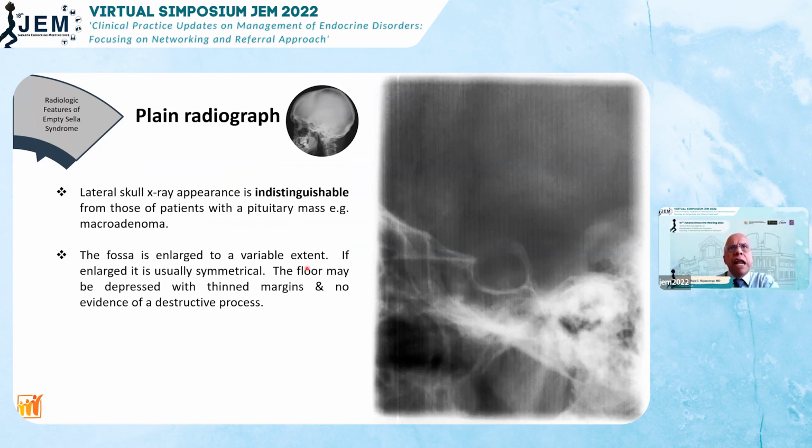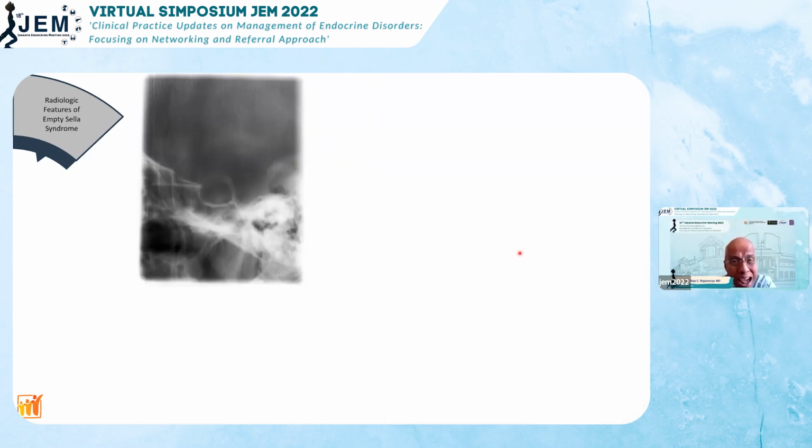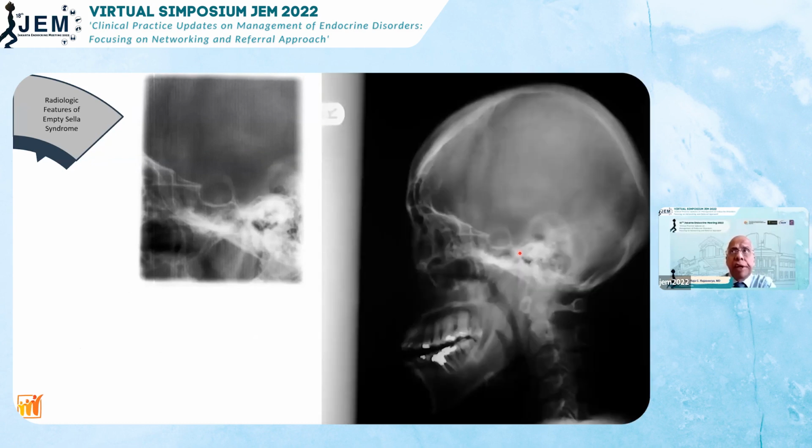In an empty sella, usually it's depressed. The margins are thin. There's no erosion, unlike the tumor, and therefore no destructive process. And there may be undercutting of the tuberculum and thinning of the clinoid processes. Now, in this apparent empty sella, it wasn't, because if you look at the skull X-ray, you will notice enlarged sinuses, and this patient did not have an empty sella.